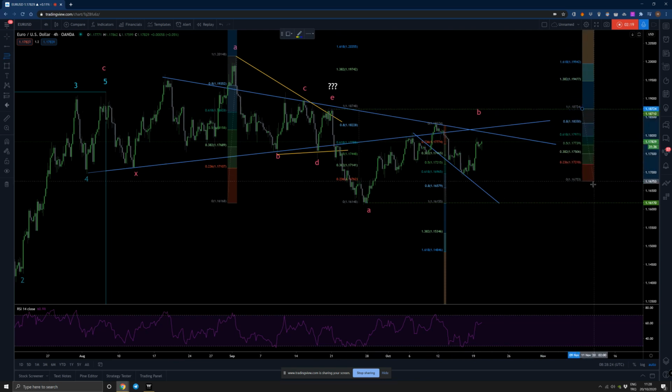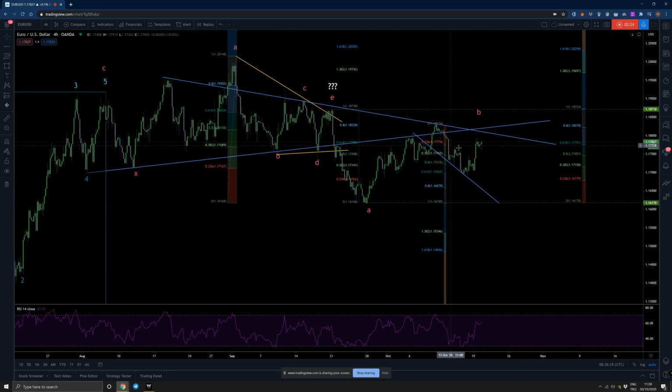This is why I'm saying if it's not a triangle in this place, which it can be because we don't know this degree, for example if this is a B wave, then it can be a triangle. Yes, but if it's not a triangle, then it has to be a flat or a zigzag. Now if it's a flat, the 618 must come. So the 618 must come here, which it did already, by the way. So you can say to yourself, okay, this is the end of the B wave, or the B wave is not even done yet.